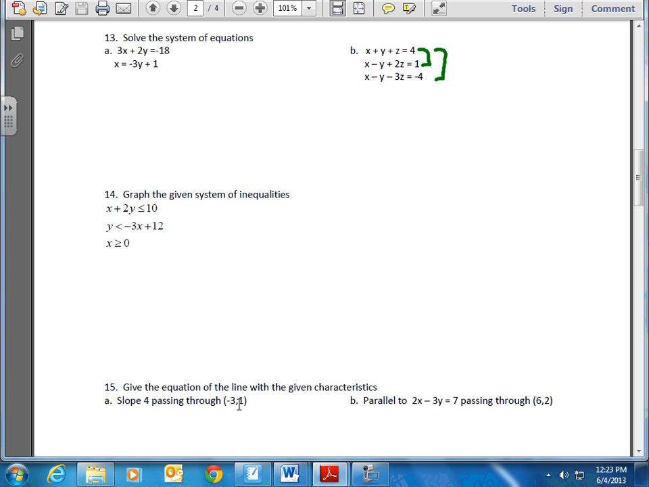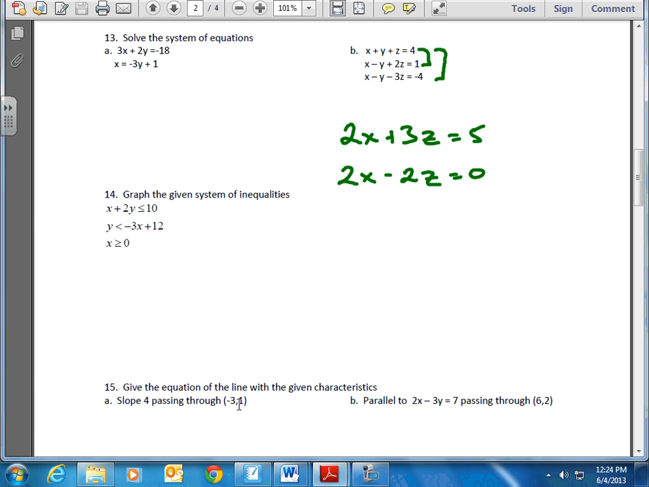So add the first 2 equations together. X plus x is 2x. Z plus 2z is 3z. 4 plus 1 is 5. Add the first and the third equation together. X plus x is 2x. Z minus 3z is a negative 2z. Positive 4 minus 4 is equal to 0. The y's are eliminated in both cases, and we're down to x and z in both equations.